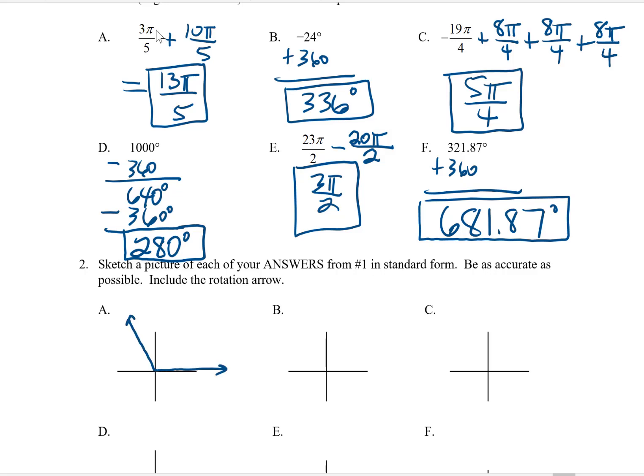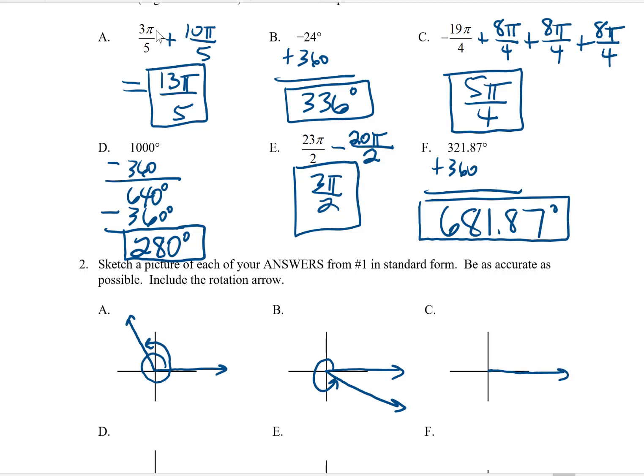Now, if I was doing 3 pi over 5, I would have a very small rotation arrow, but I know where that 13 pi over 5 came from. I went around one full revolution, the 2 pi, plus the original 3 pi over 5. And so here would be the final drawing for that angle. Letter B, I'm drawing 336 degrees. That is 24 degrees short of making it all the way around. So something like this.